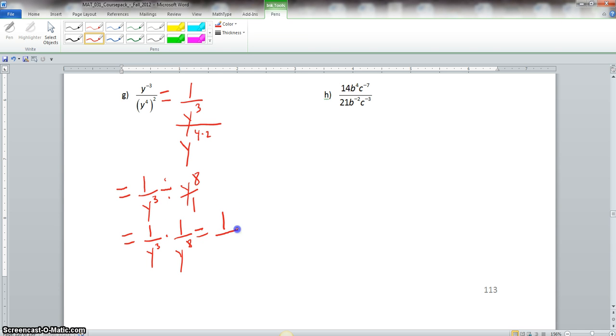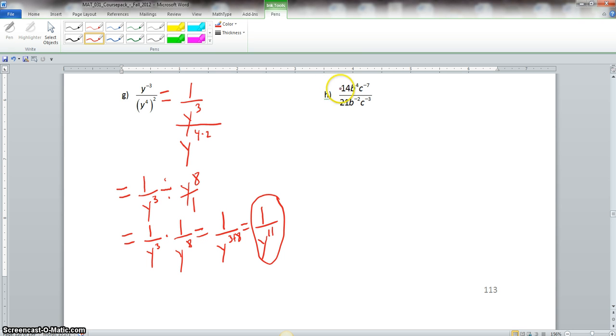1 times 1 is 1. y to the third times y to the 8th is y to the 3 plus 8, which will give us 1 over y to the 11th. And that is our final answer for G.